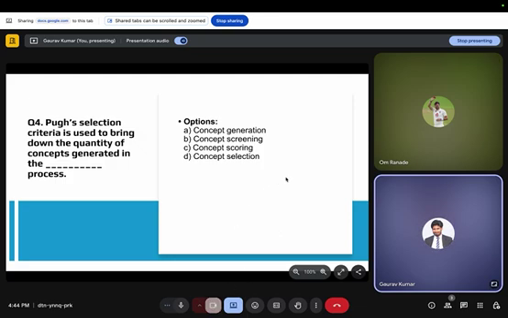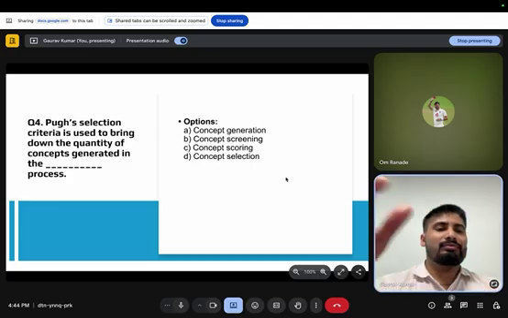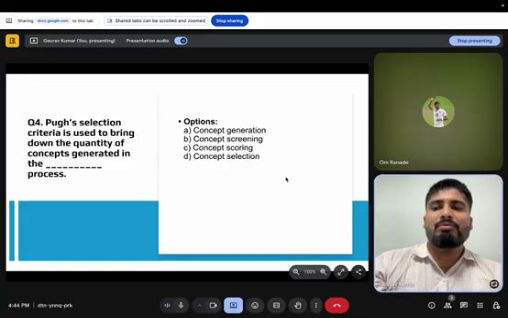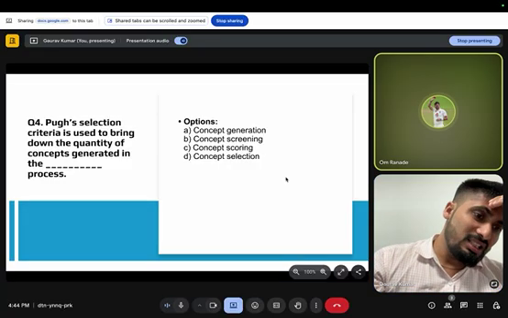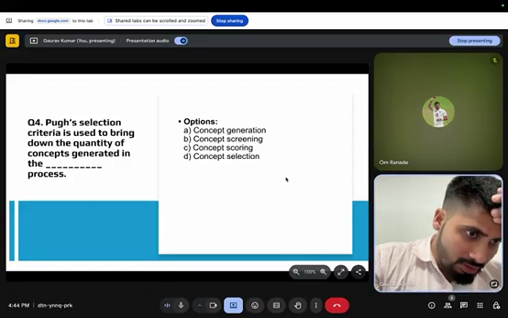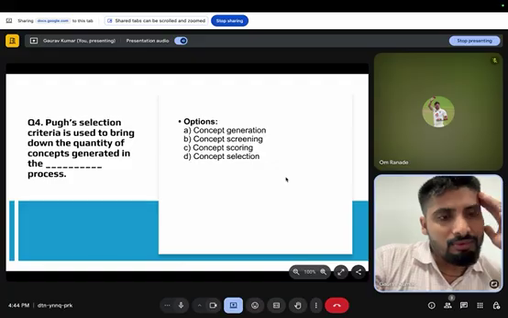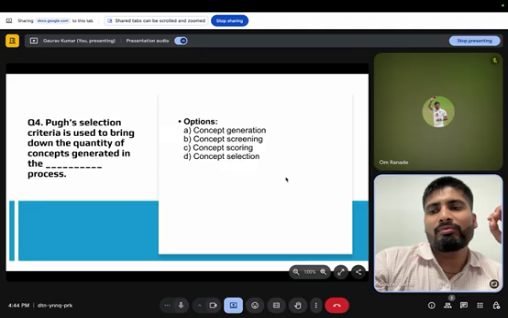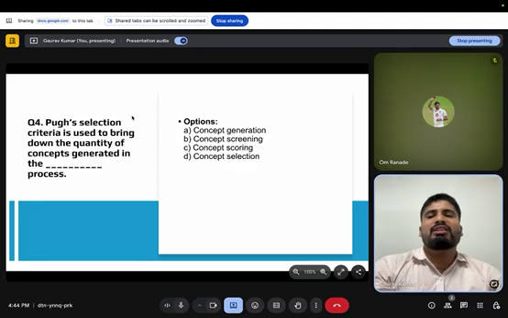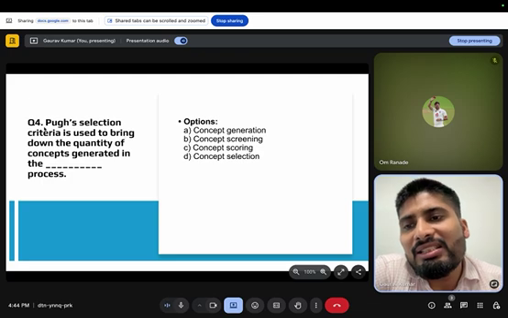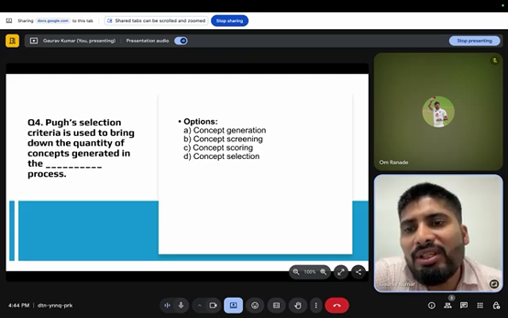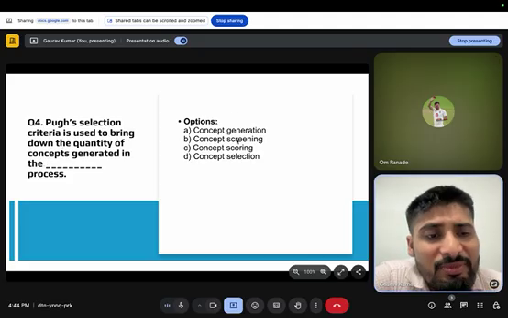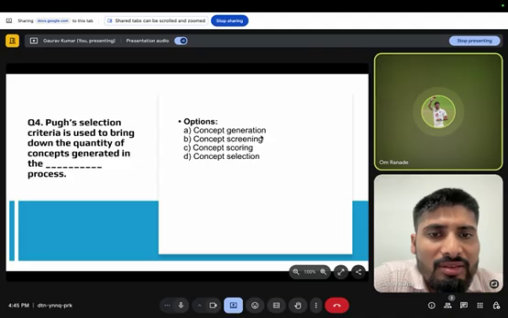Can you answer? Concept selection. Concept selection, option D, right? No, option D is not right. It's wrong. Can you guess another one? Read it again. What is the question asking? It's asking PUGH's selection criteria is used to bring down the quantity of the concepts generated in the dash process. It's concept screening, right? Yes.